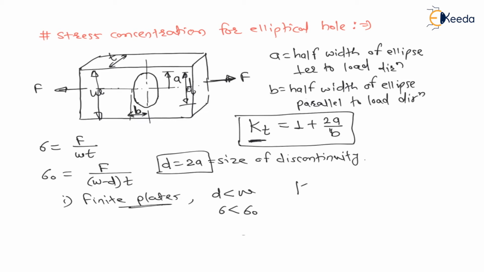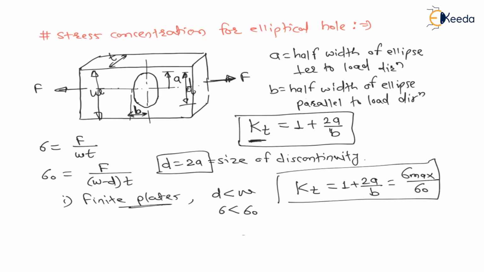And Kt, the theoretical stress concentration factor, which is nothing but 1 plus 2a by b, is nothing but maximum stress near discontinuity divided by nominal stress calculated based on minimum area. This is the theoretical stress concentration factor.